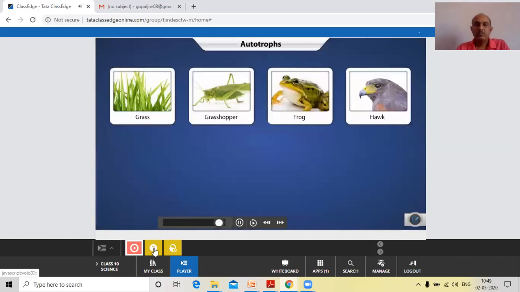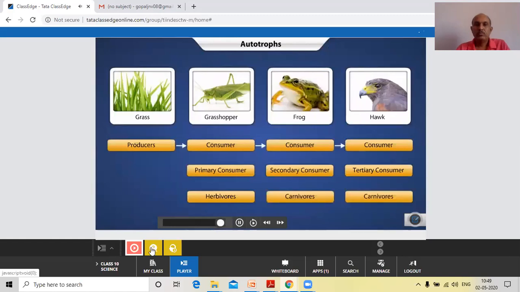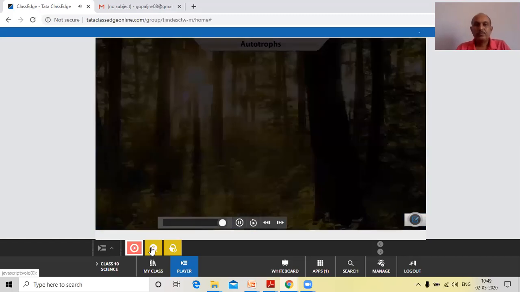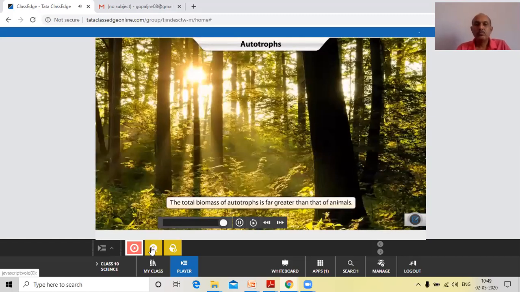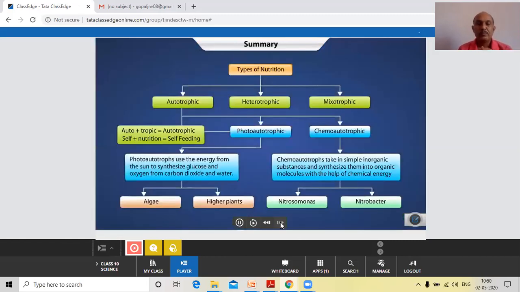To sum up, autotrophs are the primary producers in all food chains, since the materials they synthesize and store are the energy sources of all other organisms. The total biomass of autotrophs is far greater than that of animals. This reflects the dependence of animals on plants and the ultimate dependence of all life on energy from the sun. This we are going to study in our environment chapter, how that energy will flow from one trophic level to another. Let's summarize what we have learned so far.